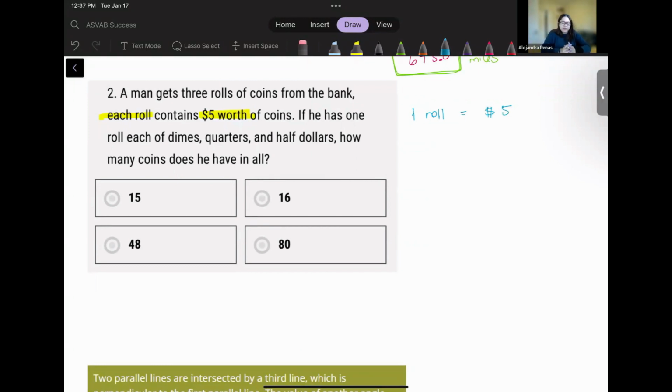So first we're going to figure out how many dimes, then how many quarters, then how many half dollars, and then we just have to add everything together. So we need to figure out the number of dimes, the number of quarters, and the half dollars.